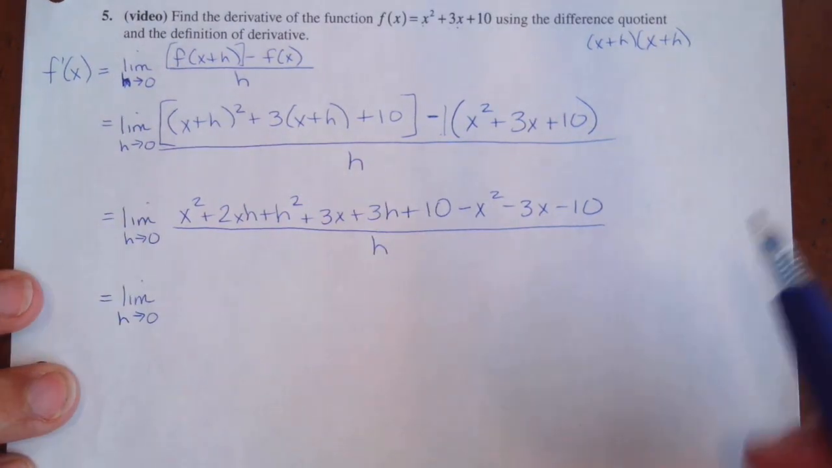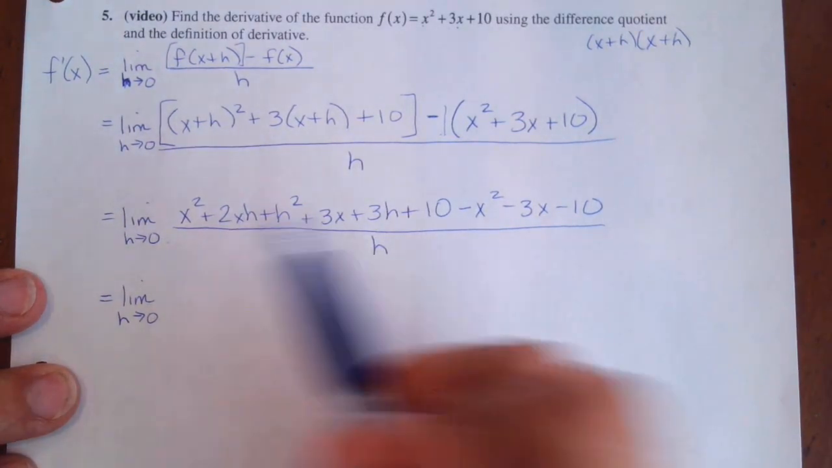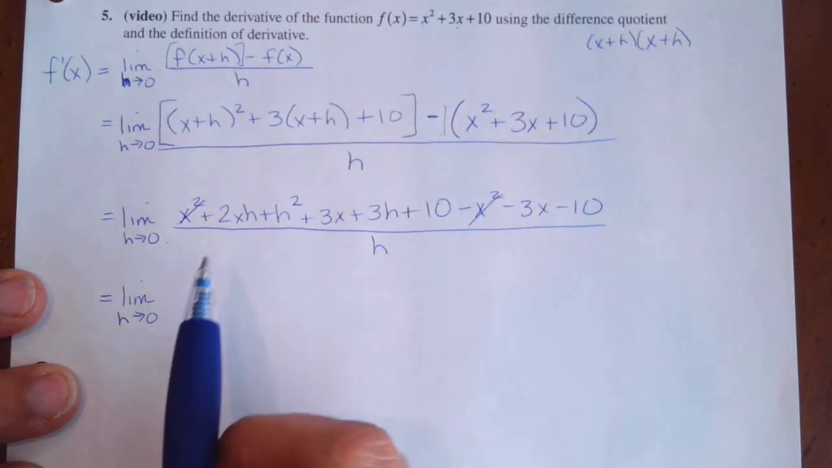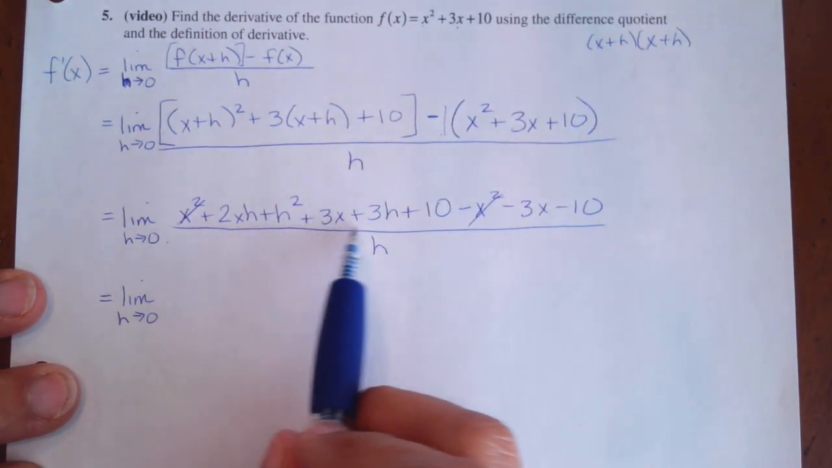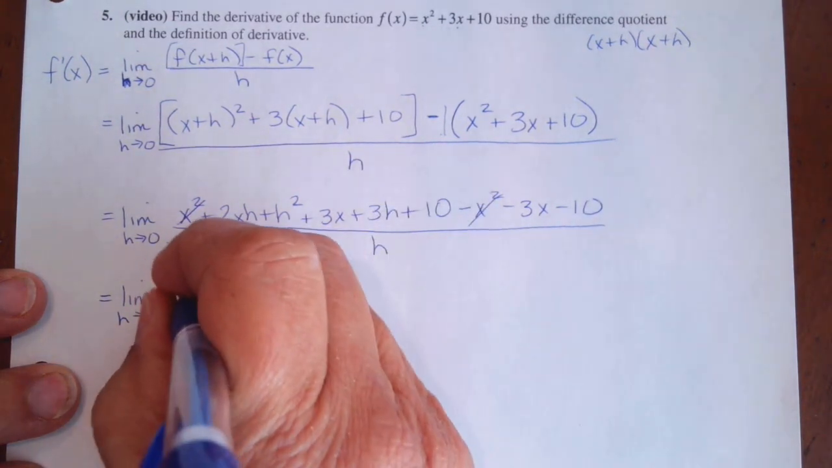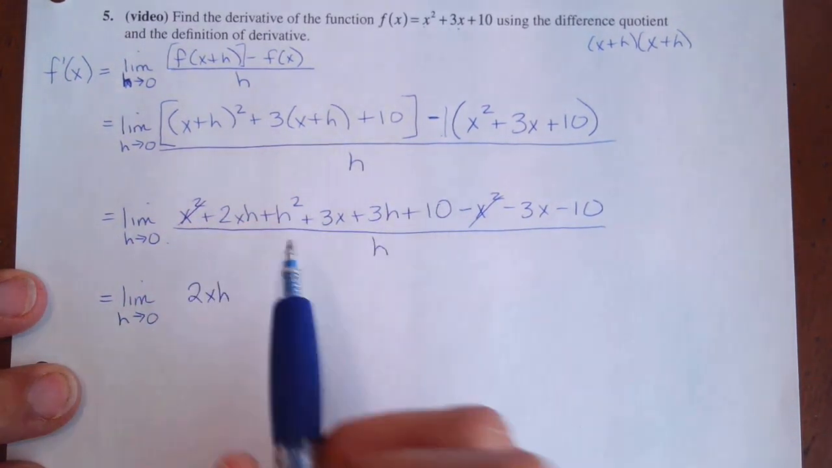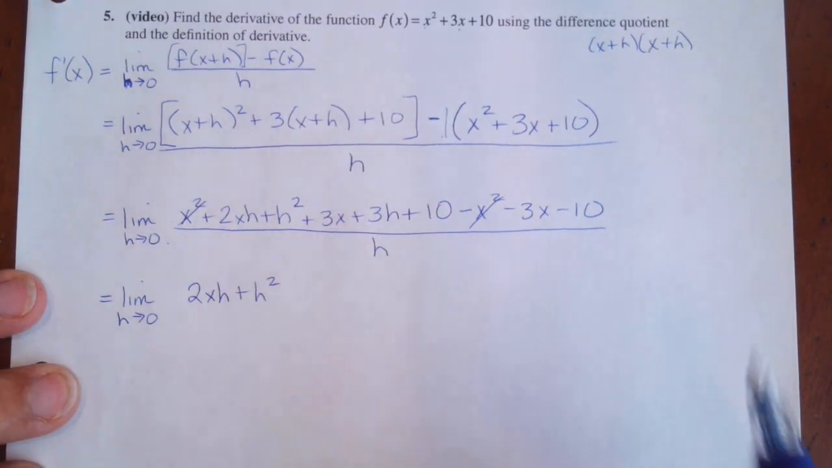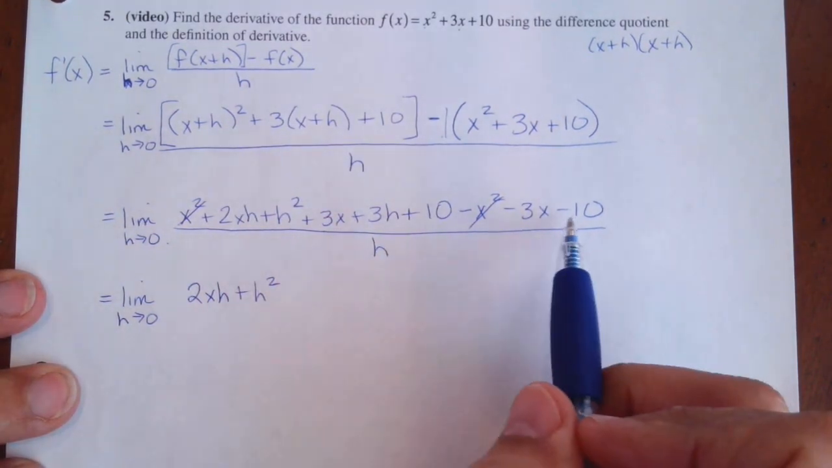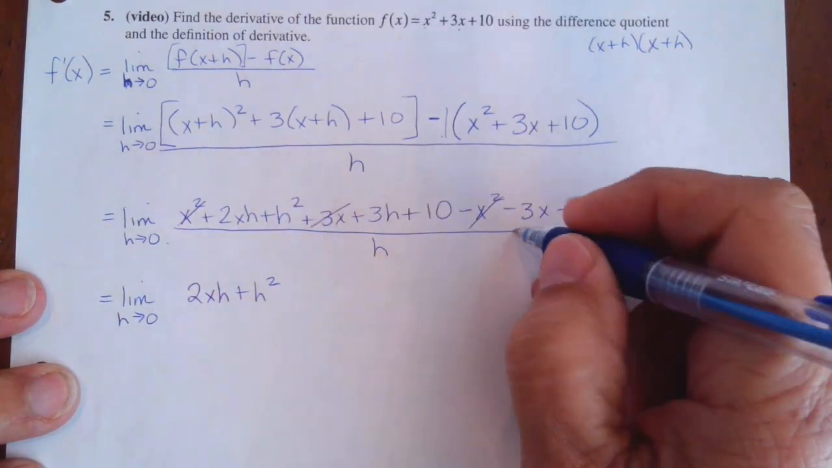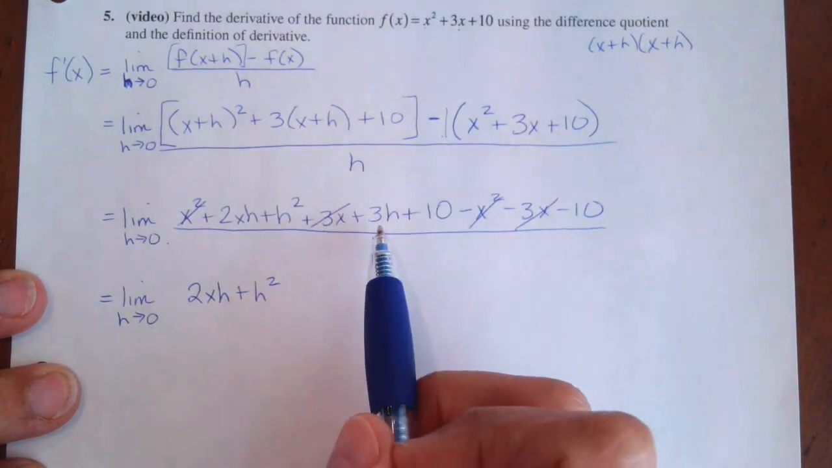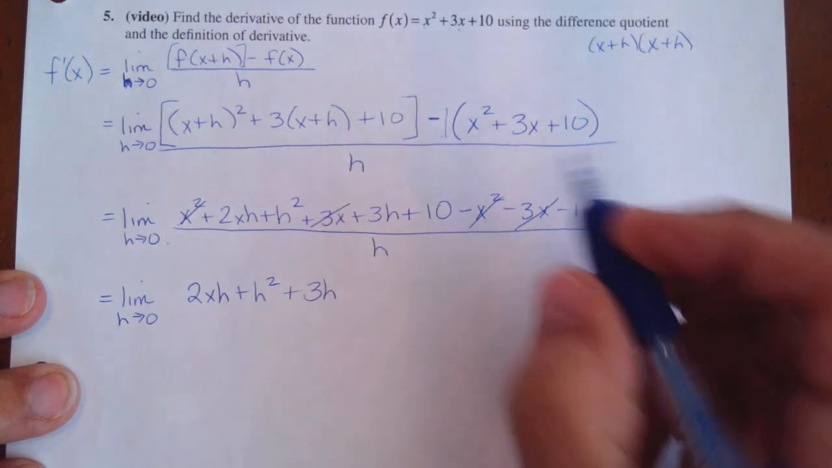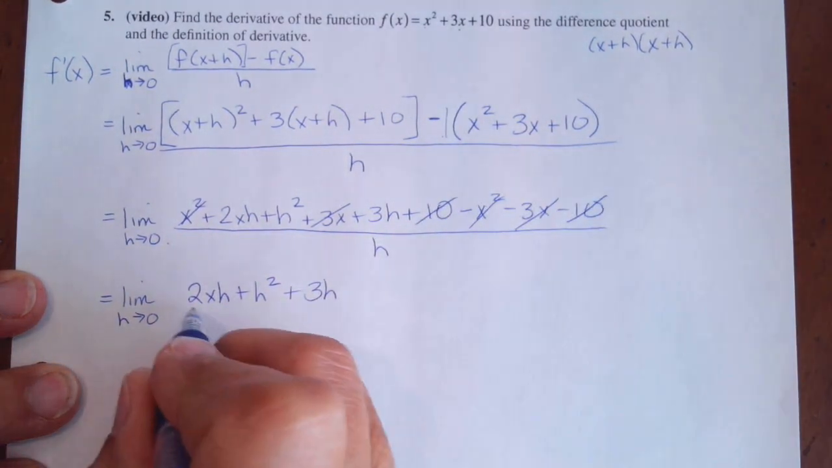All right, so let's see what I've got. X squared, and I have a minus x squared, so they're going to go out. I have a 2xh, and no other term that says xh, so I'll stick that there. I have h squared. Don't have another h squared to add to it. I have a positive 3x and a negative 3x, so those are going to cancel. 3h, I don't have any other h, so 3h. And then plus 10 minus 10, gone.